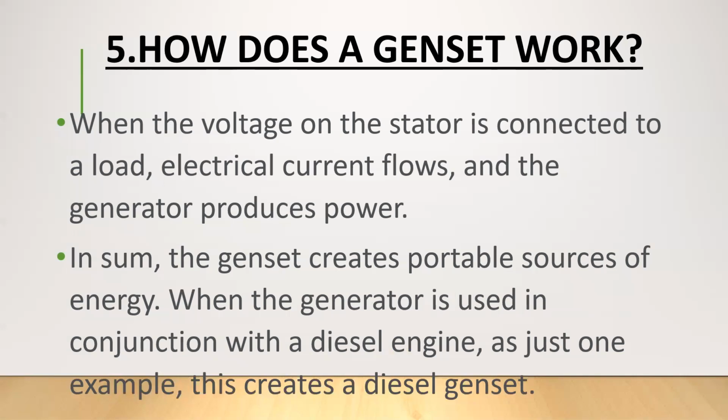So in simple words, when the voltage on the stator is connected to the load, electric current flows and the generator produces power. Therefore, a genset is able to create sources of energy. Here, the example is taken of a diesel genset.